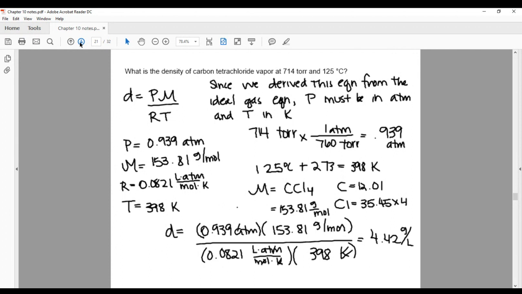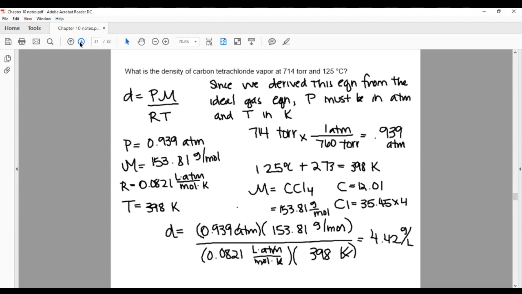First, we convert torr to atmospheres, using the conversion factor that 1 atmosphere is equal to 760 torr. That gives me 0.939 atmospheres. Then I have to convert my Celsius to Kelvin, so I take my 125 and add 273. Now I get 398.